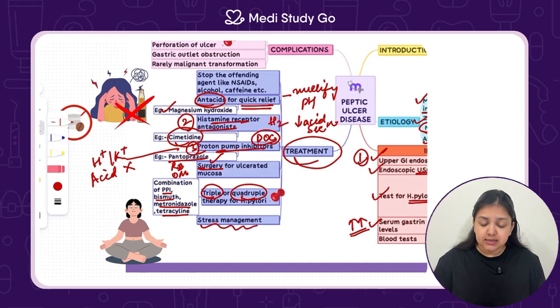Lastly, these ulcers can happen because of stress as well, because stress increases acidity in our body, because the body is in a danger state. The body wants to fight, but it is in a danger state and it increases acid production, thereby causing ulcers. So stress management must also be done.